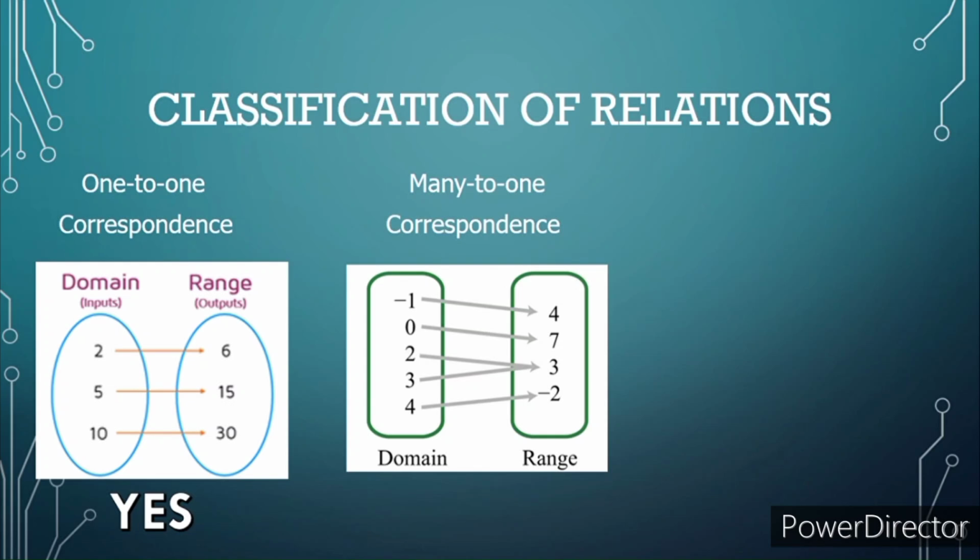Take note, one-to-one correspondence, many-to-one correspondence are all relations. Ngayon, ang question natin, kung ang one-to-one correspondence is a function, sabi natin yes, kasi ang function nga, sabi natin, pwedeng one-to-one. Okay? Walang mauulit sa domain. Ngayon, ang many-to-one?